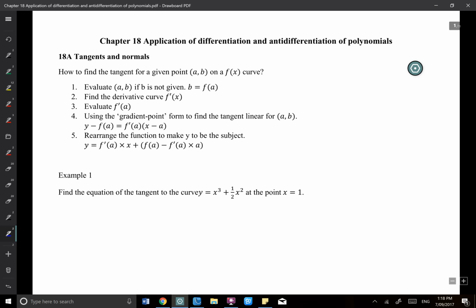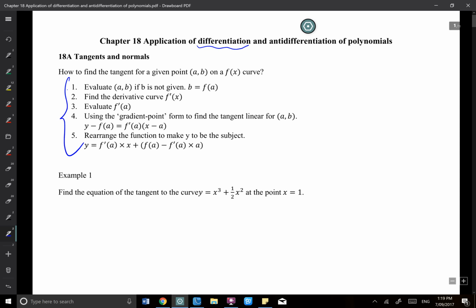Applications of differentiation and anti-differentiation. We focus on differentiation; we don't use anti-differentiation that much yet. Tangents and normals. So what are tangents? What are normals?